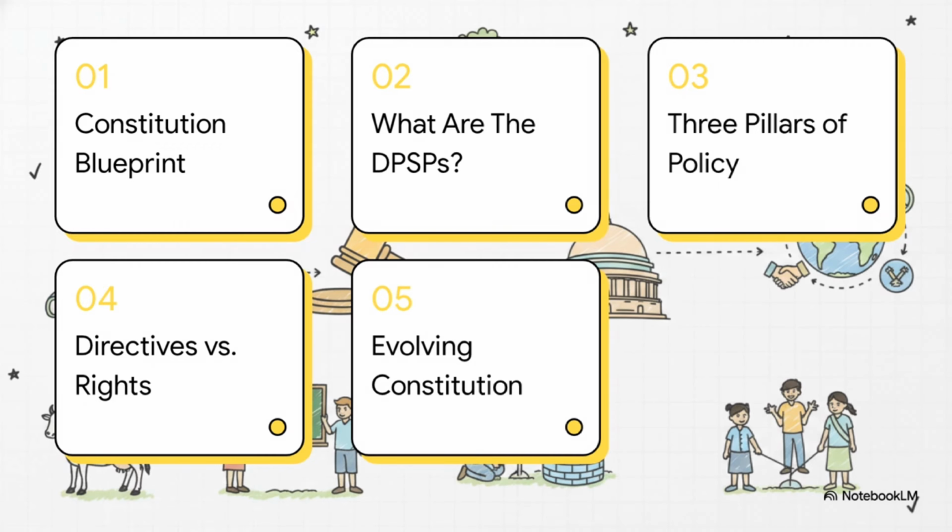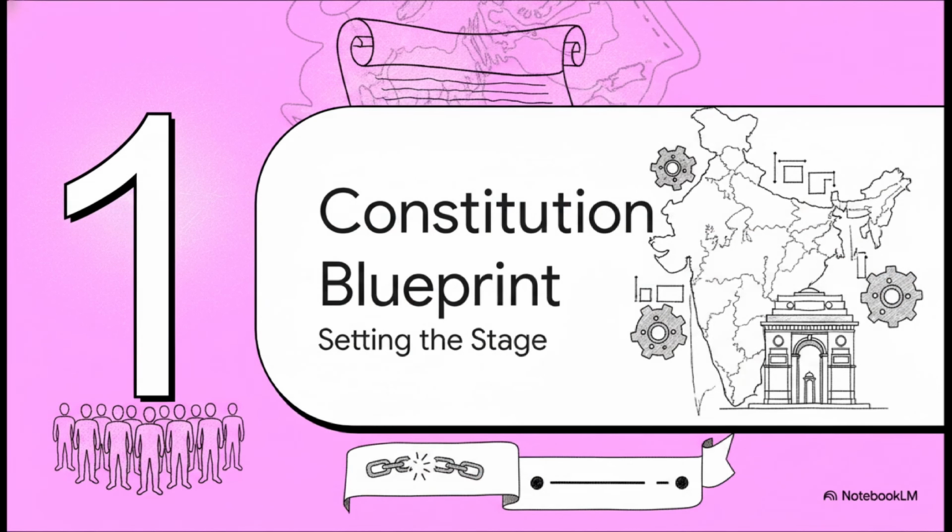Here is our roadmap for today. We will start with the Constitution's blueprint, then define exactly what the DPSPs are, explore their 3 pillars of policy, compare directives versus rights, and finally, look at how the Constitution evolves. All right, Section 1, the Constitution's blueprint.